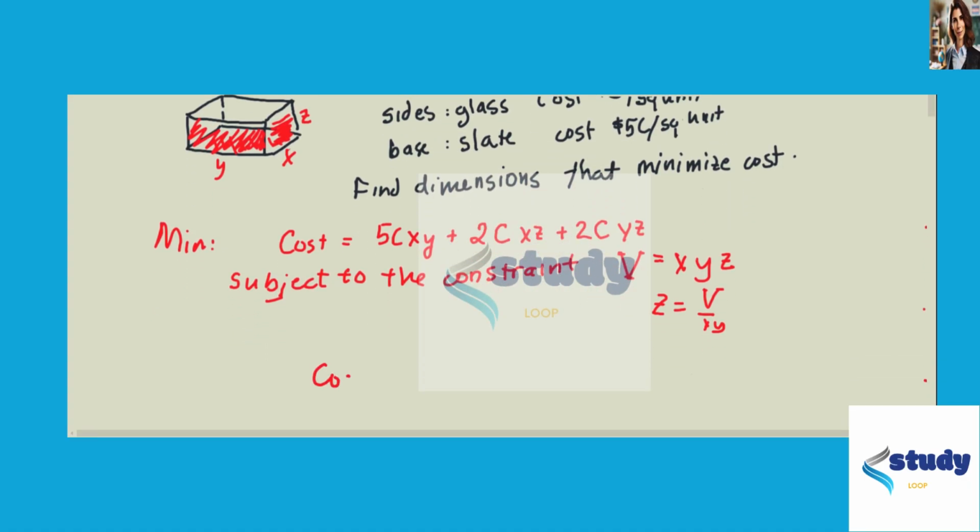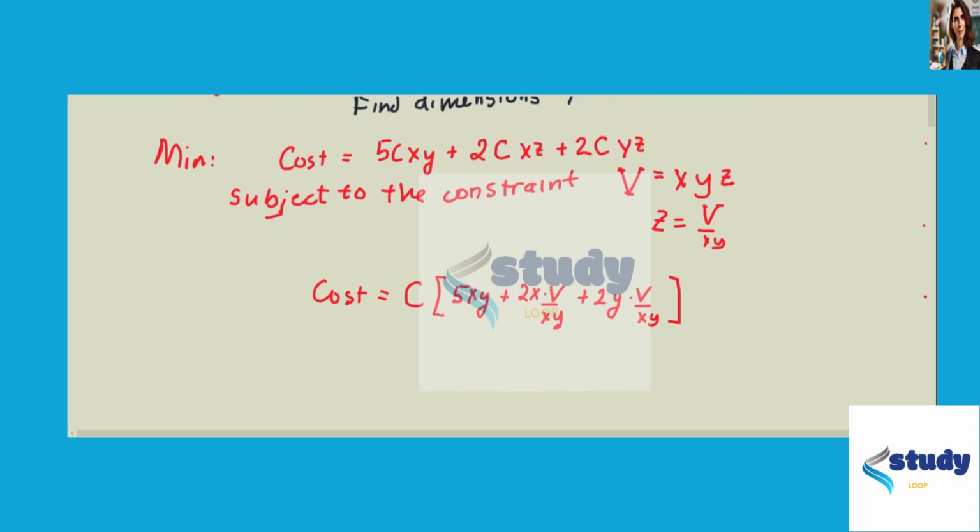Okay, so now the cost is, okay, notice they all have a C in it and it's a constant, so I'm going to put that out here. So we got 5XY plus 2X times V over XY plus 2Y times V over XY. All right, so that's C times 5XY plus 2V over Y plus 2V over X.